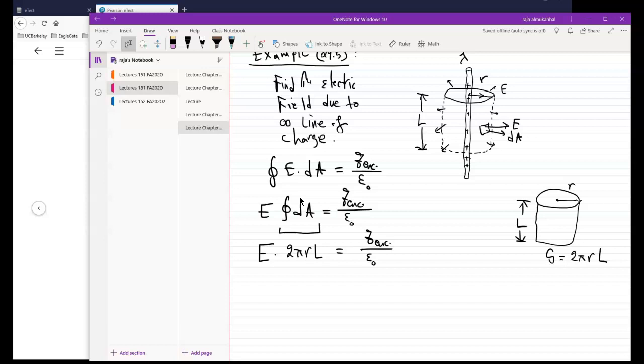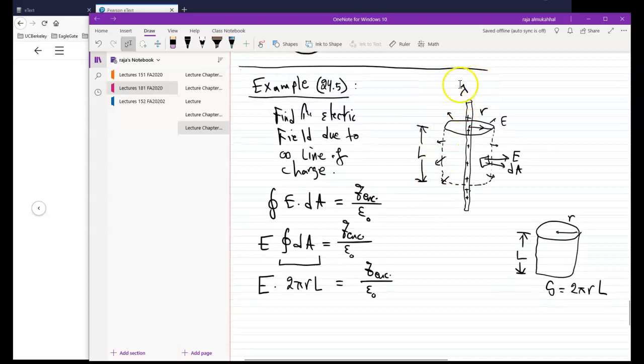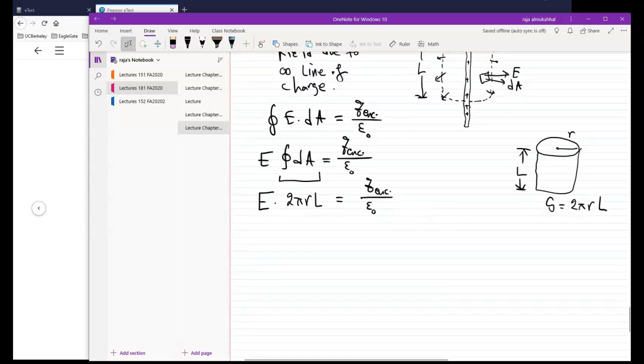Okay. Again, he didn't mention anything about enclosed charge. He gave us information about just the linear charge density lambda. Okay? So what does that mean? Well, if you remember, what does lambda equal to? Lambda equals the charge per unit length, right? So for our case, Q here is equal to lambda times big L, L being the length of the cylinder. So now I can replace this Q enclosed with lambda L.